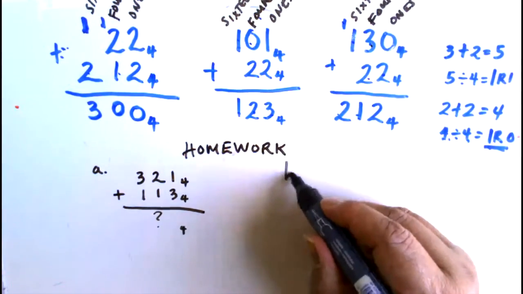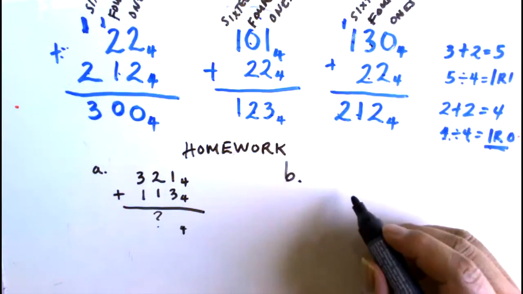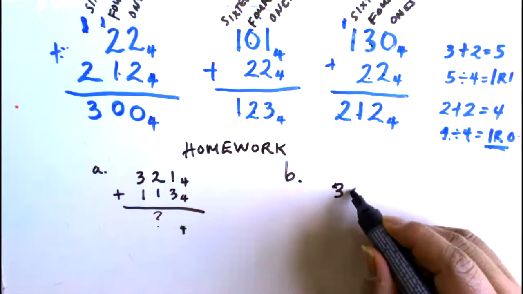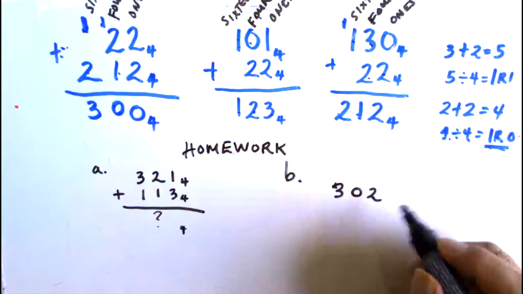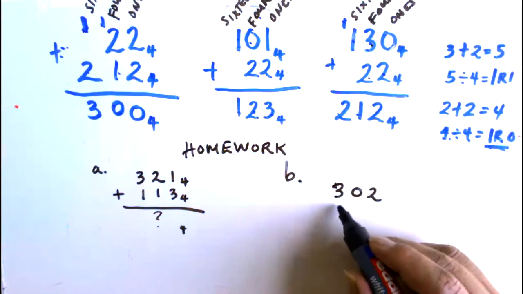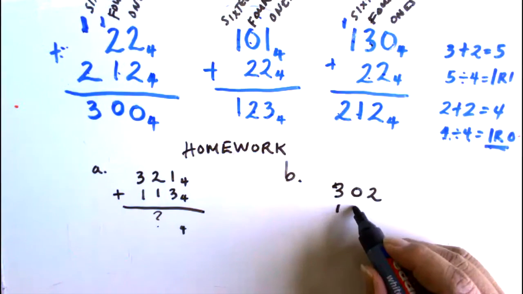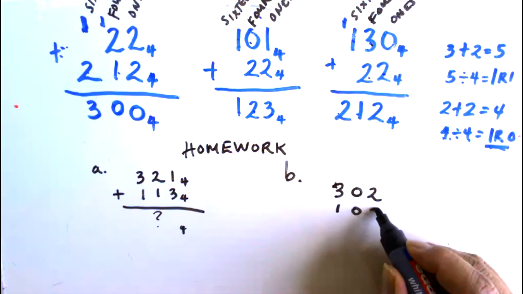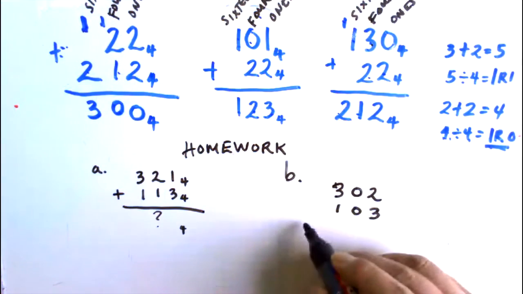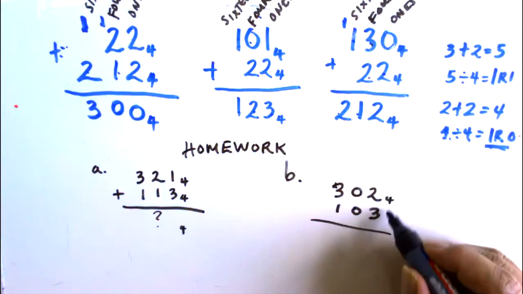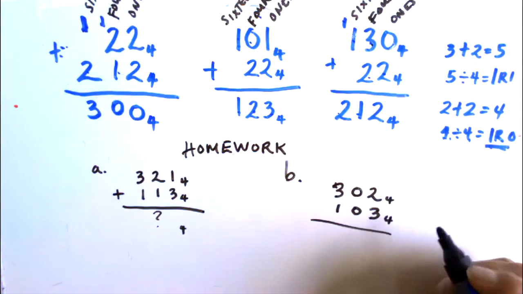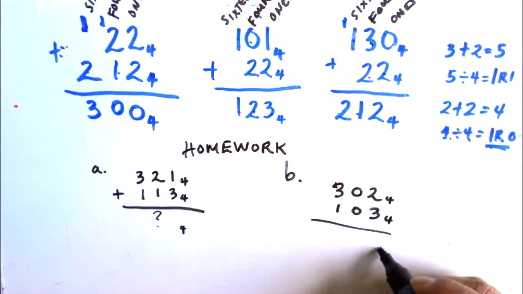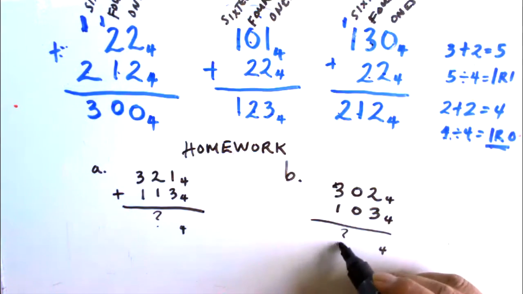So question B would be 302 and 103 in base 4. So this is slightly challenging because there's a new place value coming up that we haven't discussed.